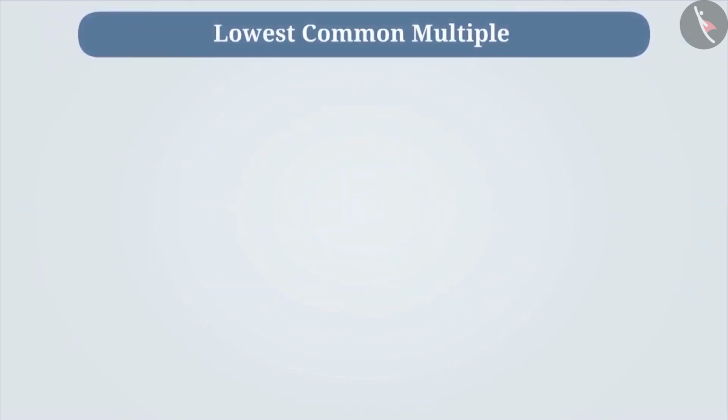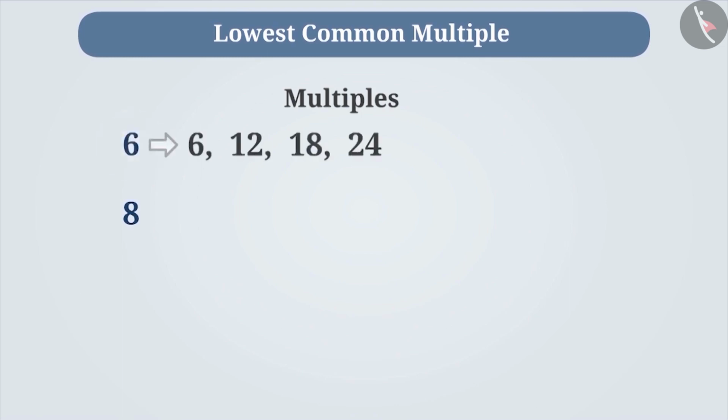Let's now learn about the lowest common multiple or LCM. To understand this, let's find the multiples of 6 and 8. The multiples of 6 are 6, 12, 18, 24, 30, 36, etc.